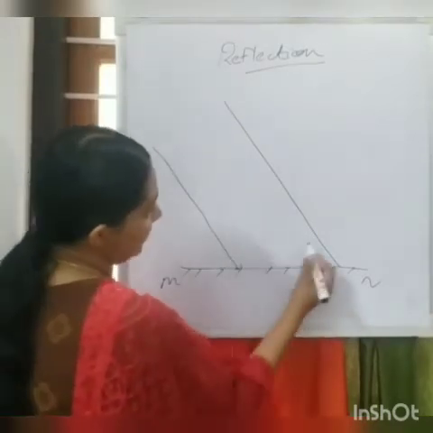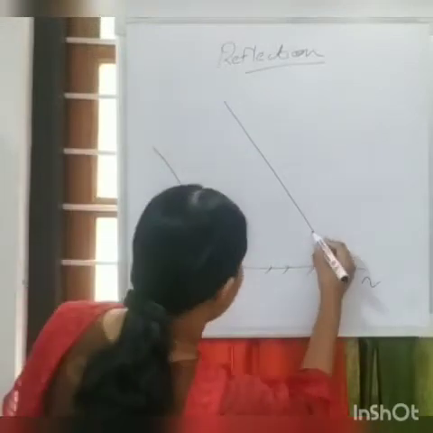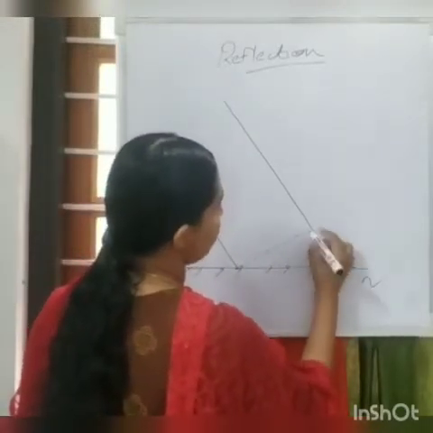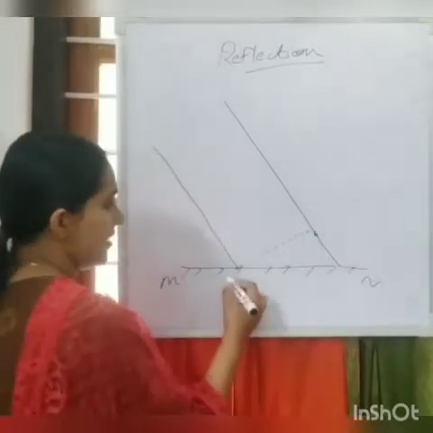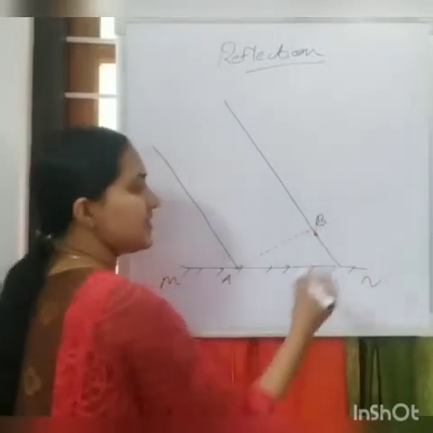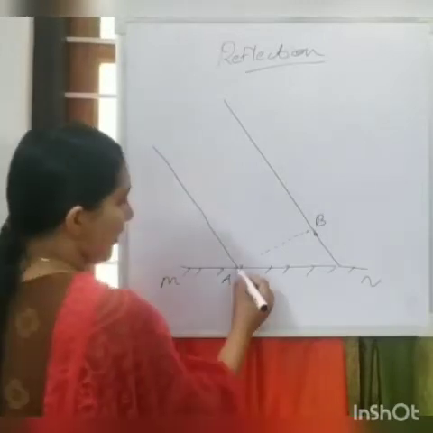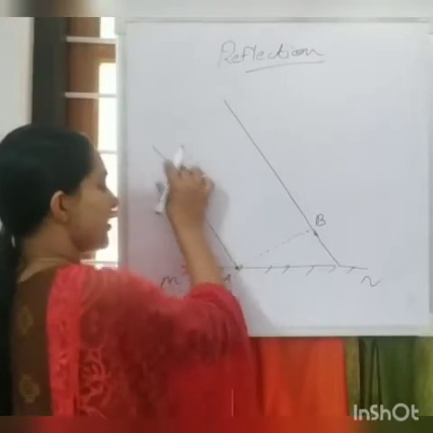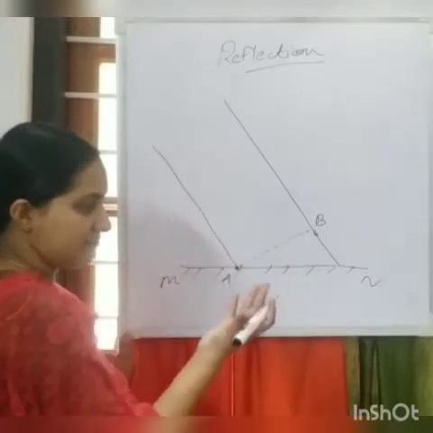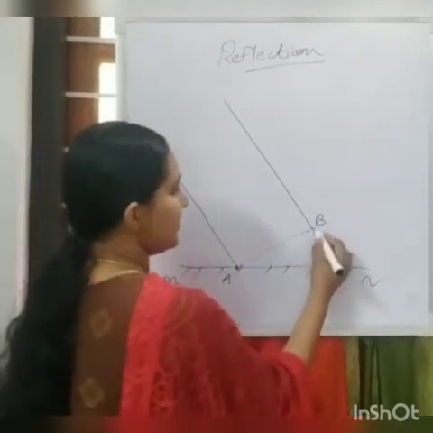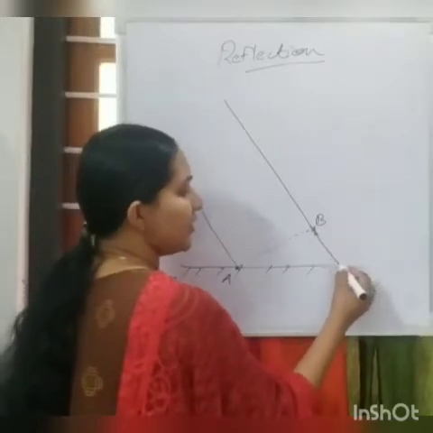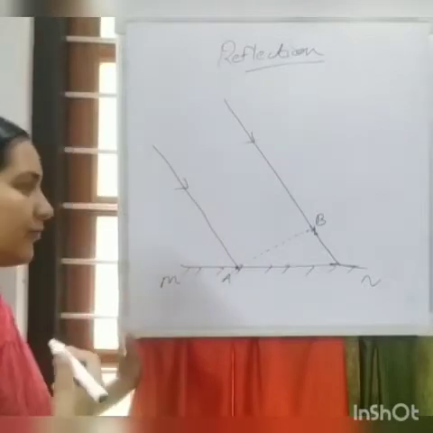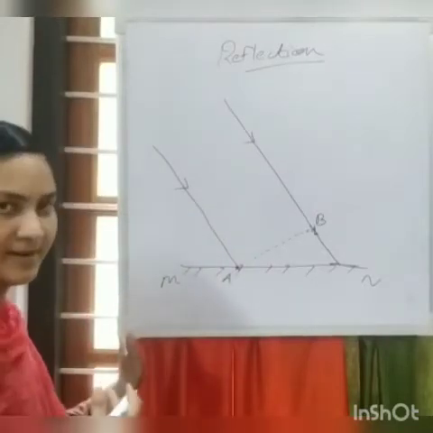So consider this point. Up to this, both the waves are coming together, isn't it? This is A and this point is B. And at A, this wavefront, that is the one side of the wavefront, gets started reflected, but this is still an ongoing incident wave, isn't it? Now we need to find the direction of the reflected wave.